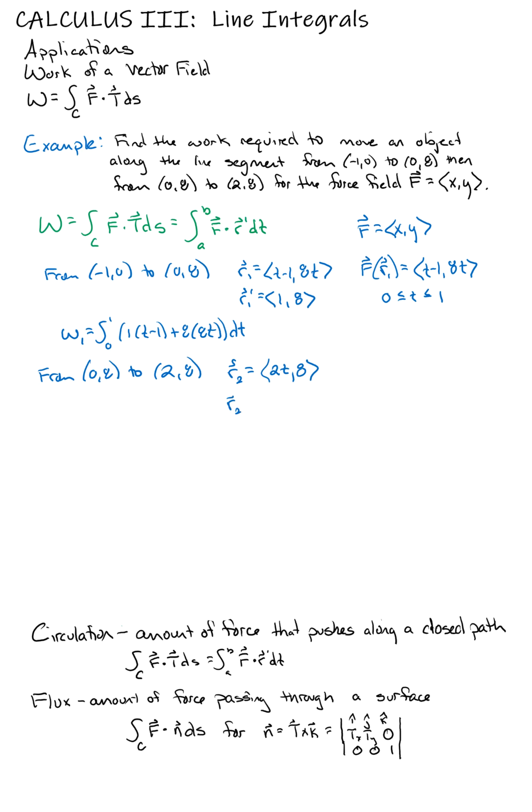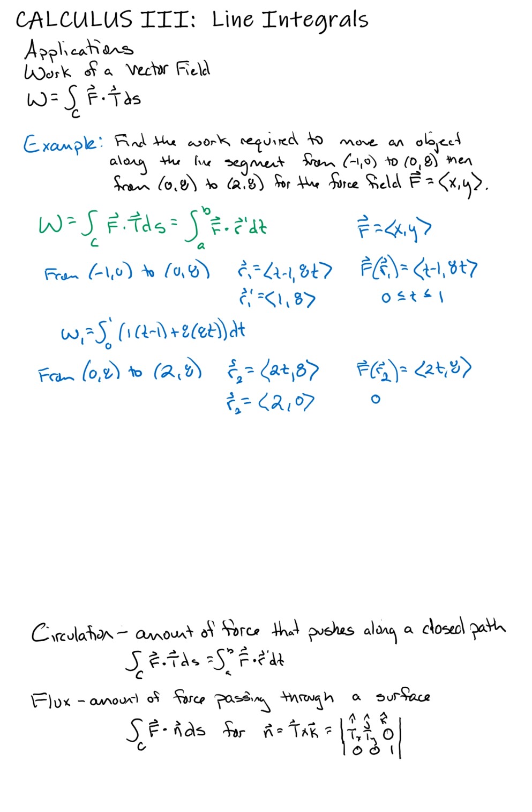So r2 prime is the vector 2, 0, and f of r2 is simply the vector 2t comma 8. Again, f is just xy, so it's really just kind of a repeat of r2. Not always going to be the case. Make sure you remember how to evaluate f at r.